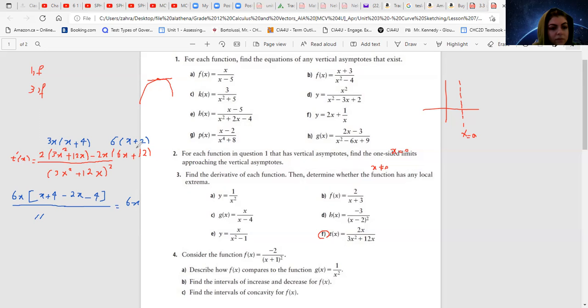So here, yeah, this is gone. It's going to be 2x. Okay, so here is just going to be negative x. 4 and 4 are canceling. So it's negative 6x to the power of 2, divided by 3x squared plus 12x.